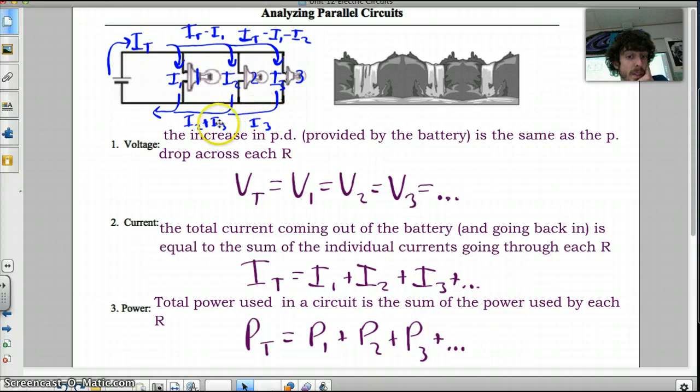Then they meet back up down here. So here's I2 plus I3, and here's IT coming back out the end again. So the sum of the individual currents, I1 plus I2 plus I3, is equal to the total.